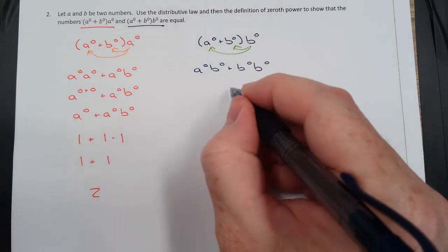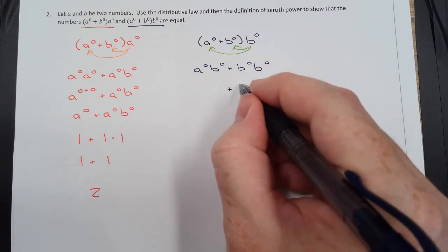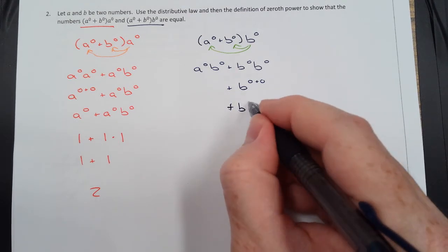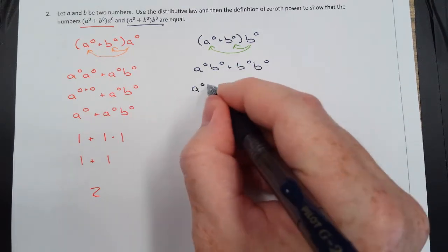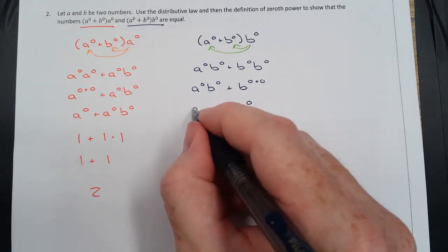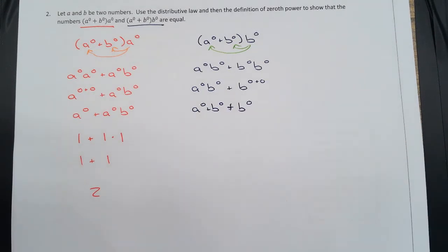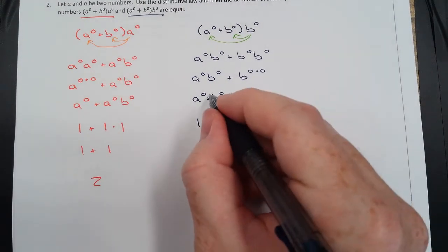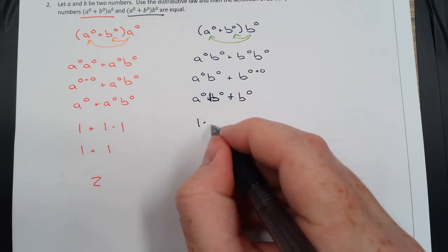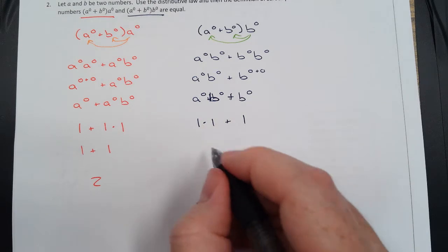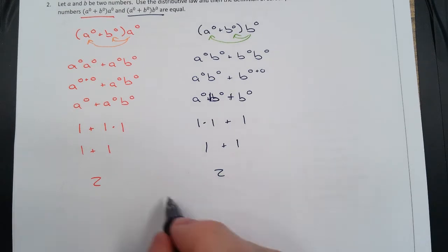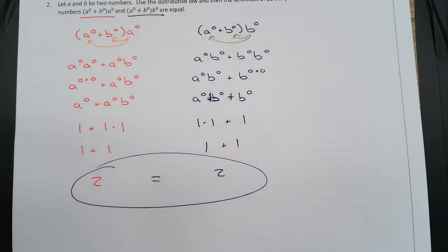Now, on this side, I can add the exponents because the bases are the same, to give me 0 plus 0 is 0. This side, I cannot add them together because the bases are different. So that stays the same. But now I can use the rule we learned today. A to the 0 is 1. B to the 0 is 1. Plus b to the 0, another 1. 1 times 1 is 1. 1 plus 1 is 2. These are the same, and that's how you prove it using the distributive property and the zero property.